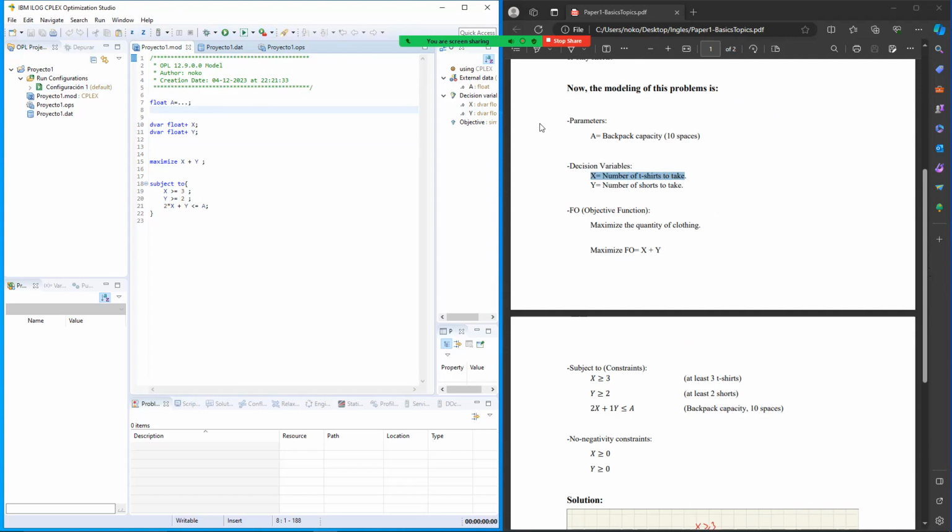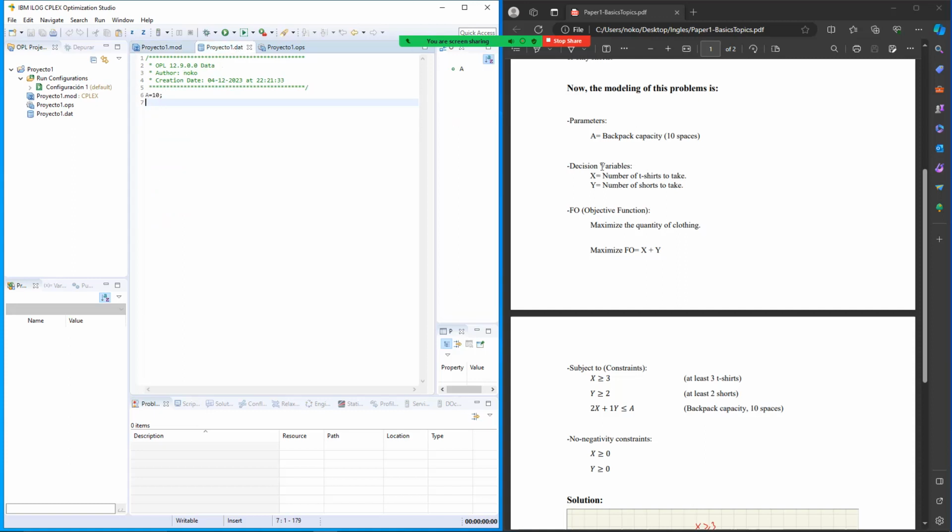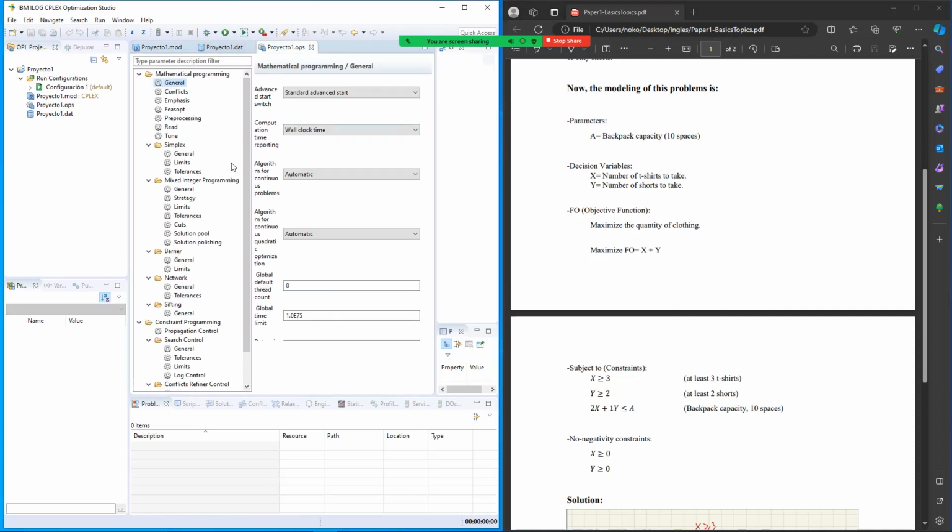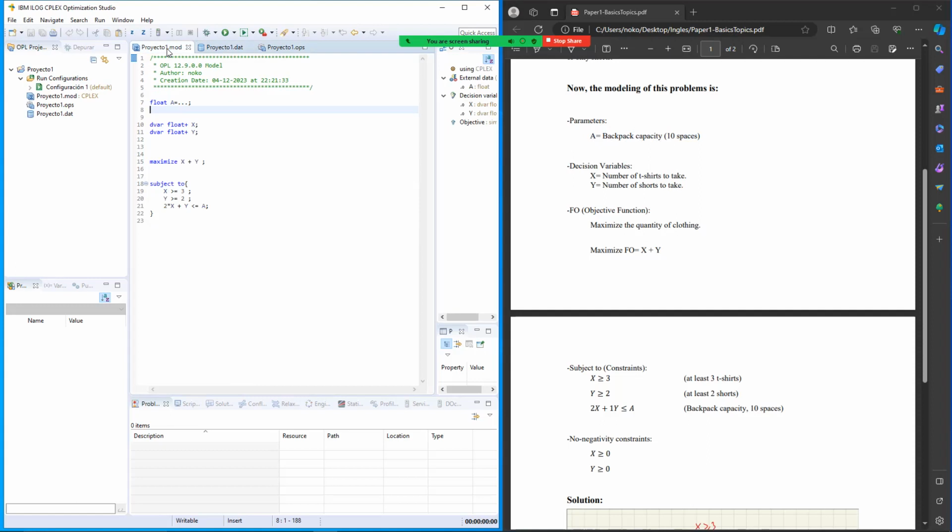Okay, first, we have some parameters. All the models will be written on this page, the .mod page. But the real numbers, the real data, for example, A is related to 10 spaces, will be on this page, the .dat page. And this page is for some options, but it is not related to this case.